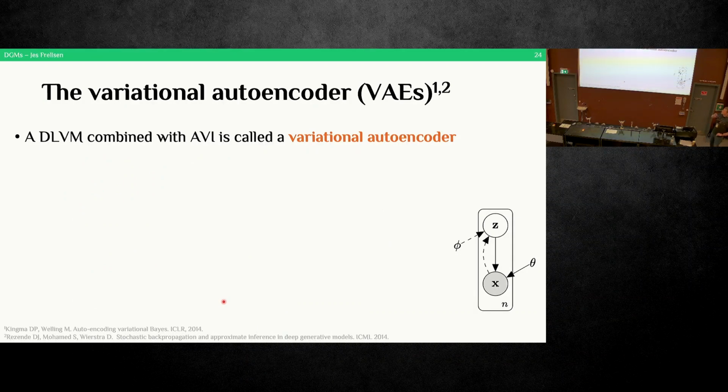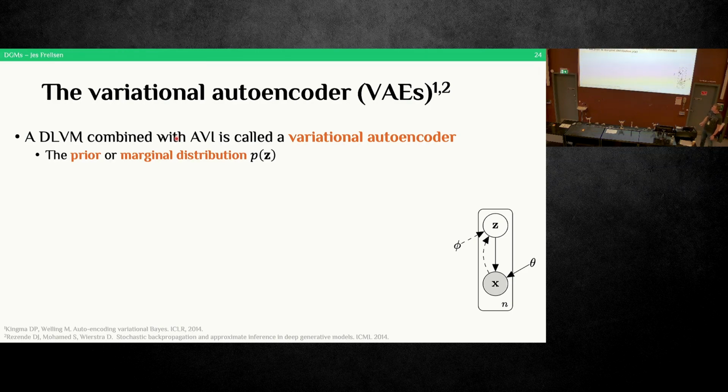Okay, so I talked about deep latent variable models so far. I like to think about the VAE as a special case of a deep latent variable model, because the way I view it, it's a deep latent variable model combined with amortized variational inference. If we combine those two, then we get a variational autoencoder.